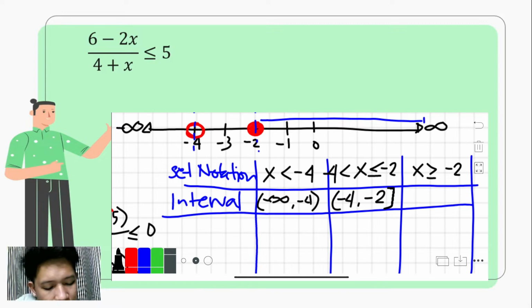And lastly, we have x is greater than or equal to negative 2, so that is a bracket from negative 2 to infinity. Okay? So those will be our intervals.